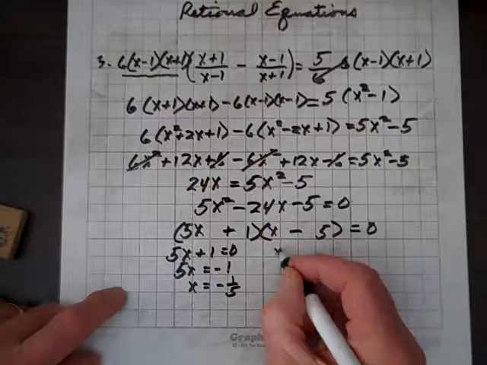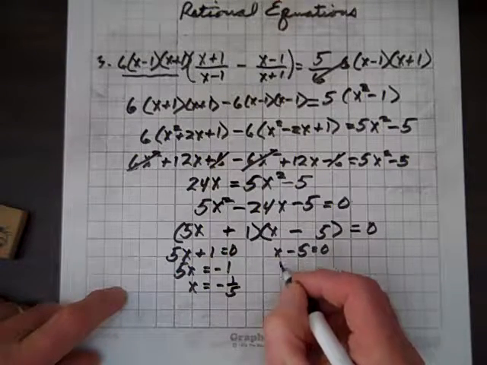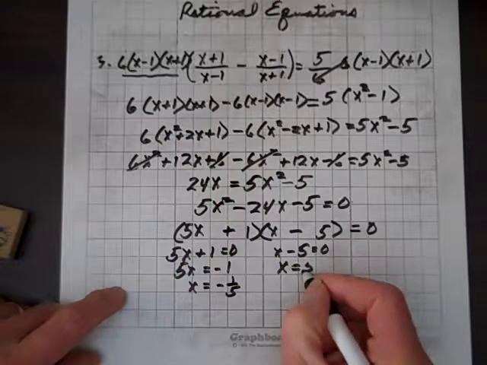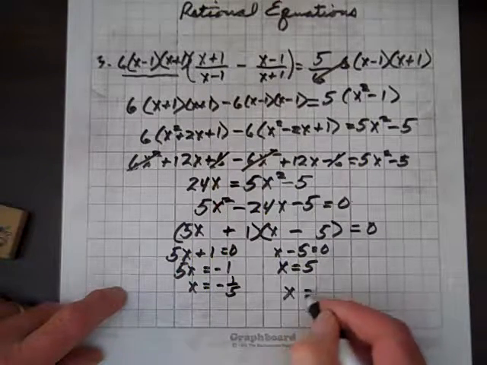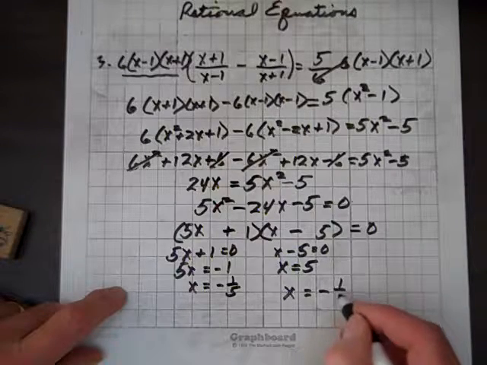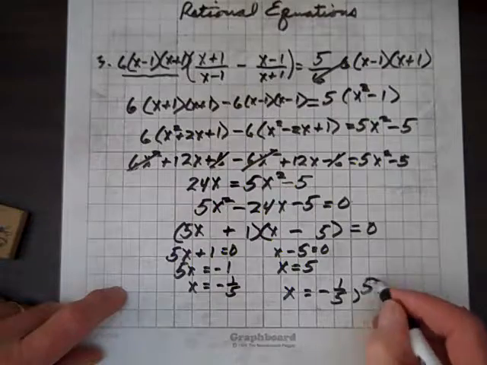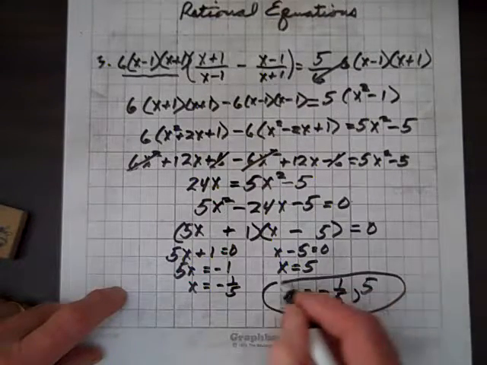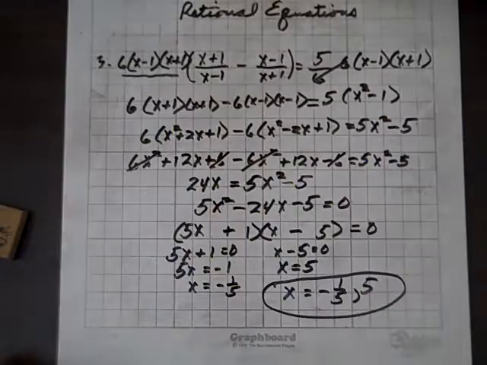Here, we'll set x minus 5 equal to 0. Solving for x, we get x equals 5. So our solutions are x equals negative 1/5, and 5 is the other solution. So x can equal negative 1/5 or 5.